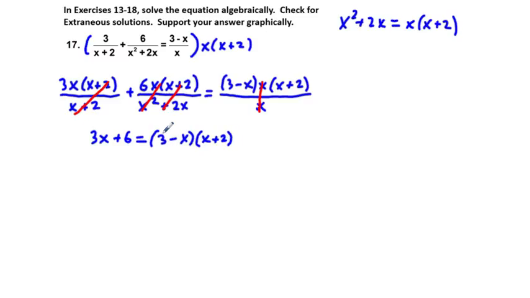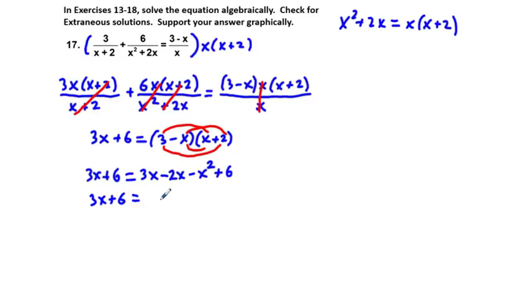We can do just like we did in our previous problem and distribute this out. And that being the case, we bring down the 3x plus 6, and on the right side we have 3 times x is 3x. We have negative x plus 2 is going to be minus 2x. We have negative x times x is going to be negative x squared. And we have 2 times 3, which is 6, as in plus 6. So just simplifying, we have 3x plus 6, and we have 3x minus 2x is going to be x minus x squared plus 6.